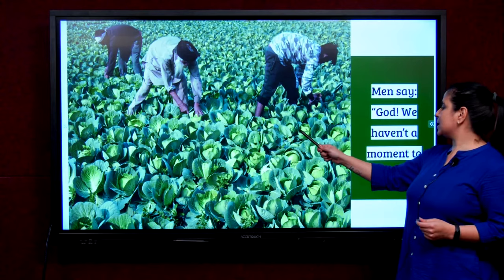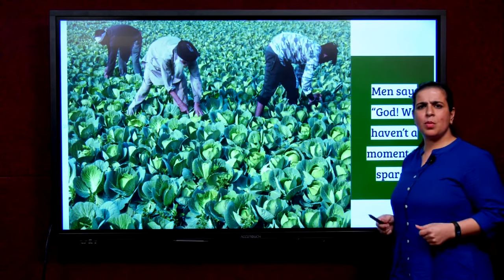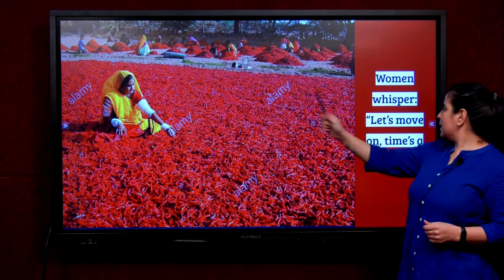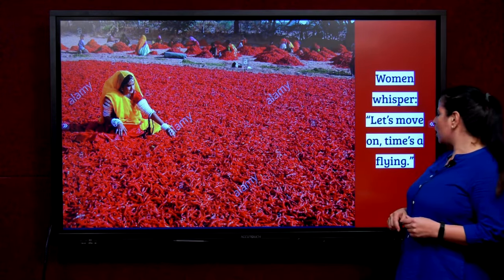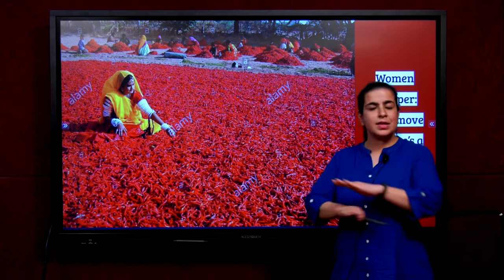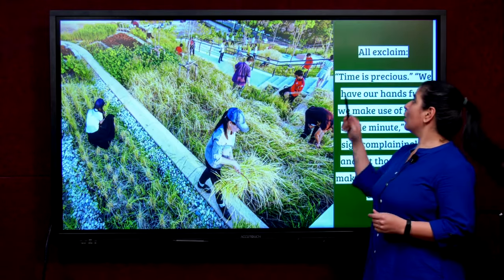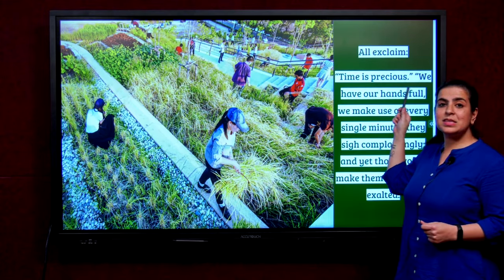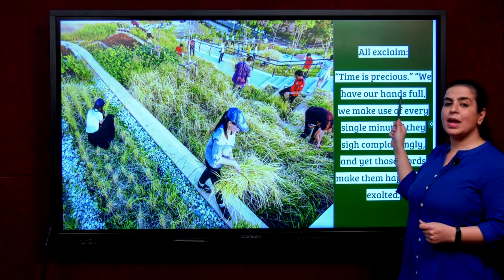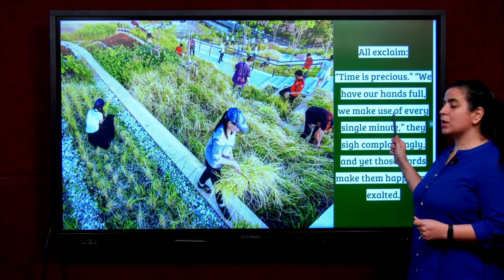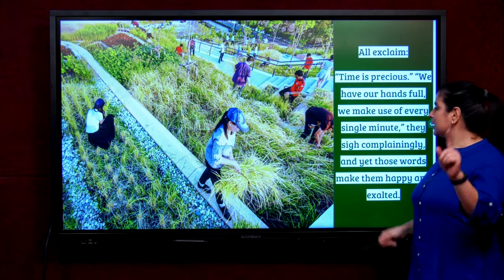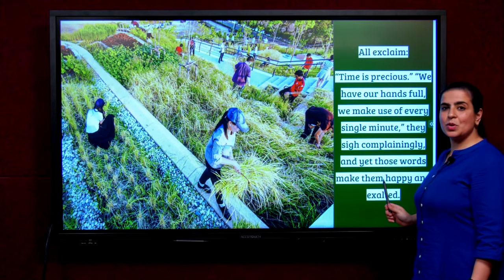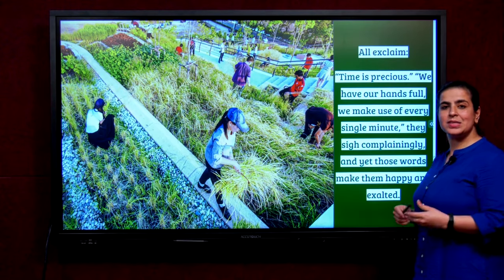Here, men say, God, we haven't a moment to spare. Women whisper, let's move, come on. Time is flying, there is no time to waste. They all said together, time is precious. We have our hands full. We make use of every single minute. They sigh complainingly, and yet those words make them happy and exalted.